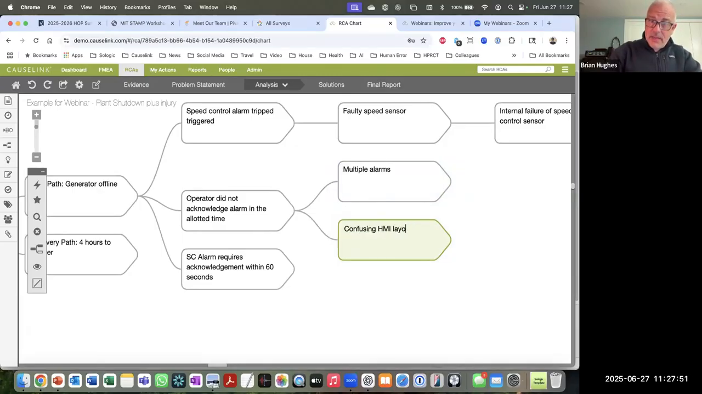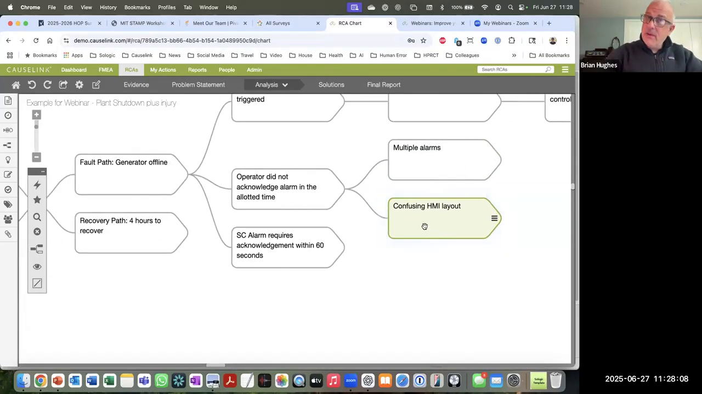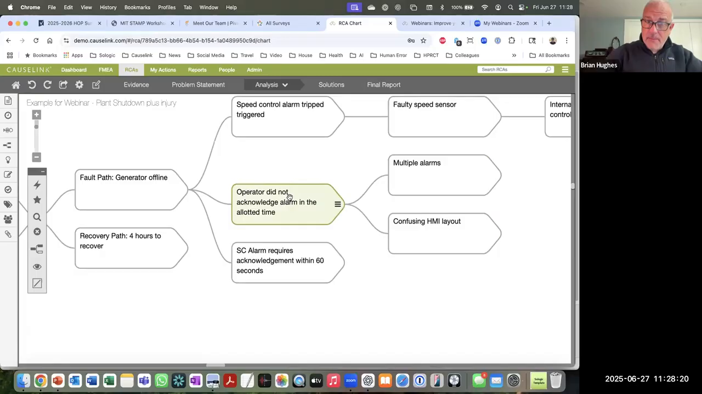We find out that, hey, wait a second here. We got alarms going off all the time. It's hard to know which ones we need to acknowledge and which ones we don't. It can be overwhelming, right? And then also the fact is that the HMI layout itself is sort of not conducive to us really understanding what's going on when we're in a multiple alarm situation. And in this case, guys, we just missed it, right?